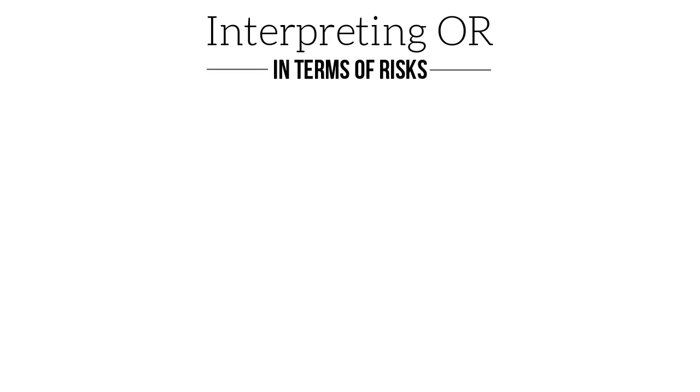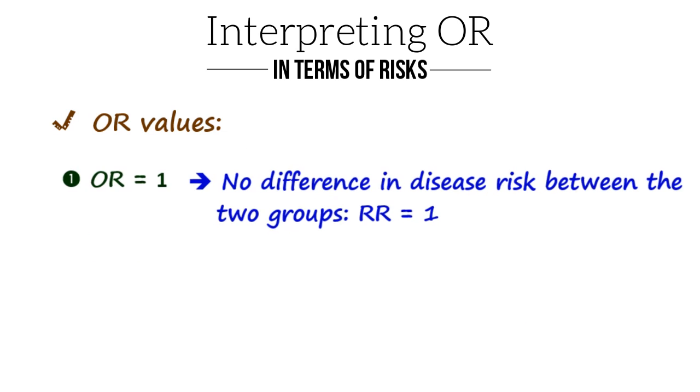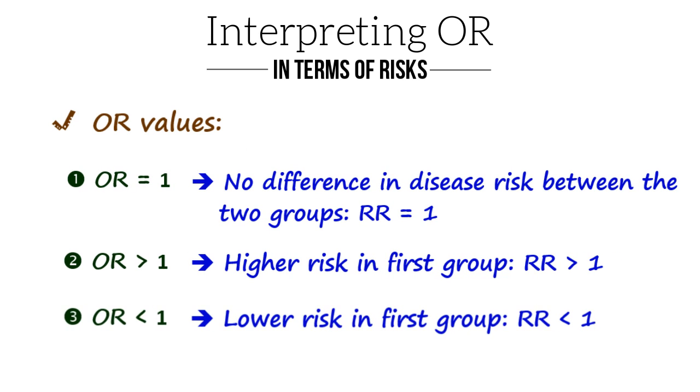This interprets the OR in terms of risk. If the OR for a disease between two groups has value 1, then the odds are equal, the risks are equal, so RR is also equal to 1. This is the only situation where a definite RR value can be deduced from a given OR value.